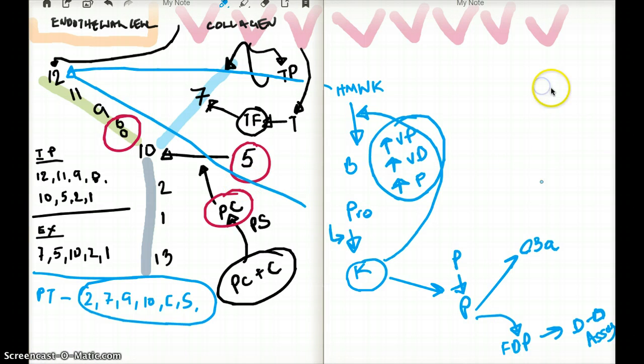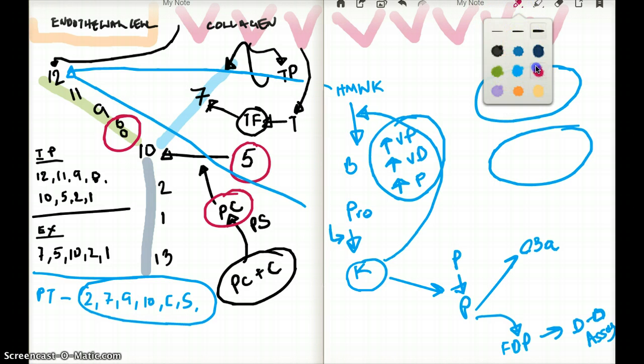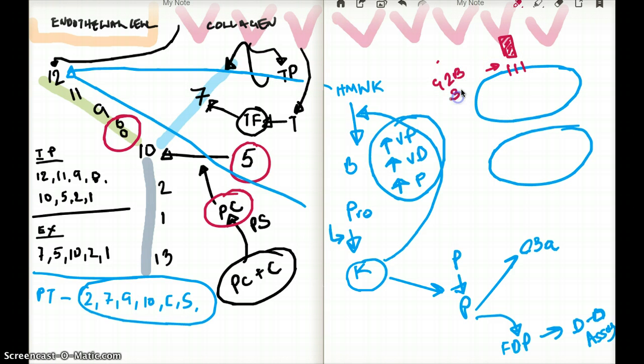So now let's talk about platelets. Imagine this is a platelet and this is a platelet. Whenever there is exposed collagen, platelets are going to come and bind to that collagen. Imagine this dark region is the collagen. The collagen is going to bind to our platelet through a receptor, and we're going to call that receptor glycoprotein 2B3A.